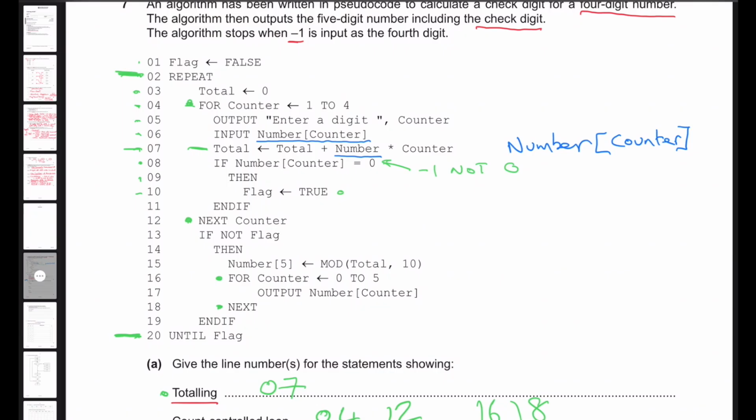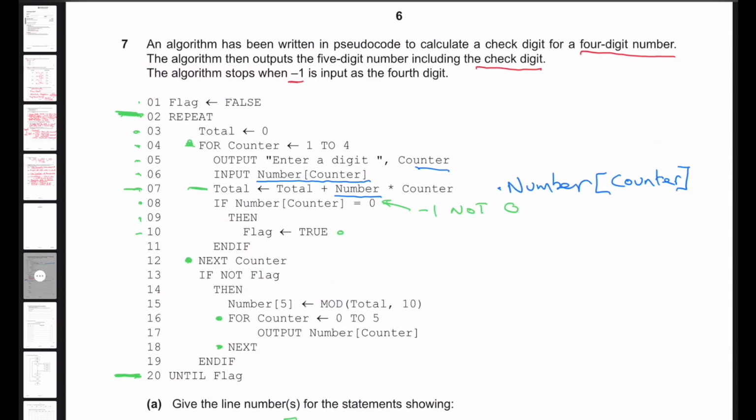The array is called number. The values within it are the counters. Yeah, i.e. output enter a digit counter. I hope that makes sense. So it should be number counter rather than just number. So that's line 7. And again here, if you remember, we put here, if number counter equals 0, well, no, it needs to equal -1. So this is a problem here. It should equal -1.